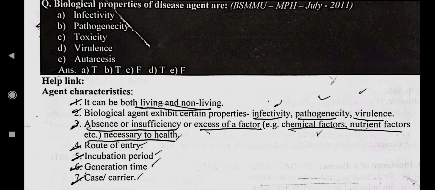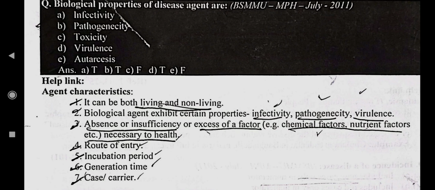Agent characteristics. It can be both living and non-living. Biological agents exhibit certain properties: infectivity, pathogenicity, virulence. Absence, insufficiency or excess of a factor, chemical factor, nutritional factor, factors necessary to health. Route of entry, incubation period, generation time, case or carrier.